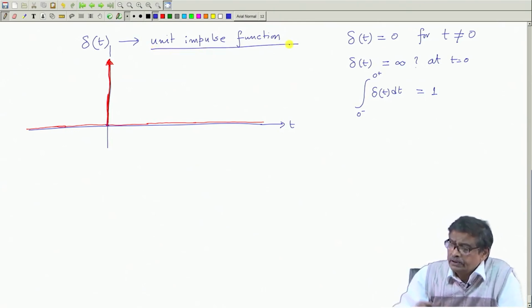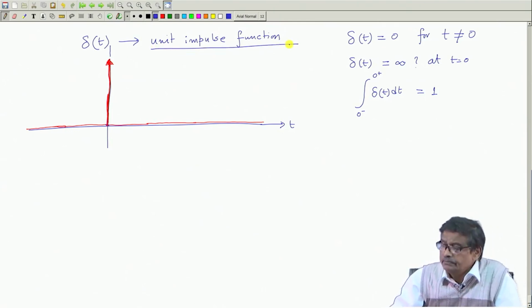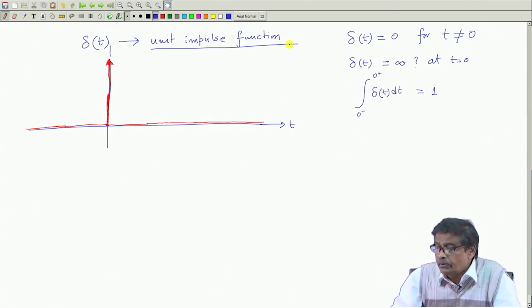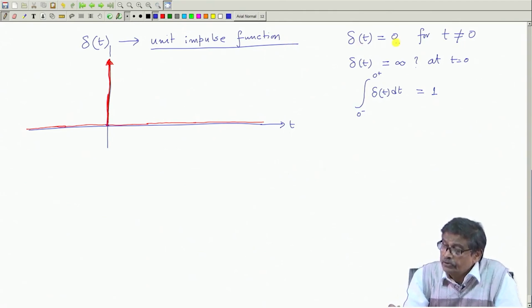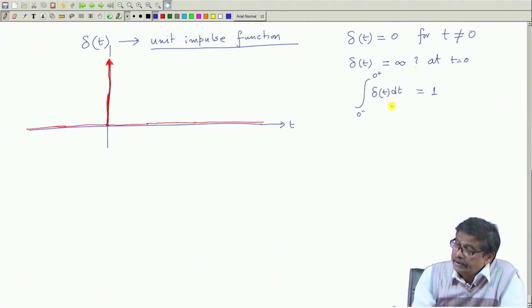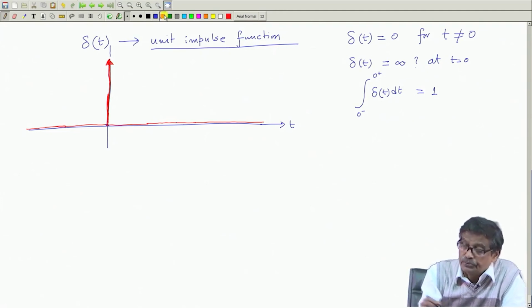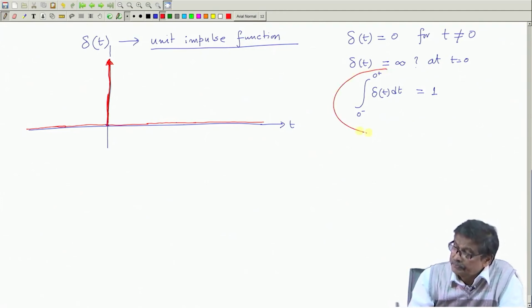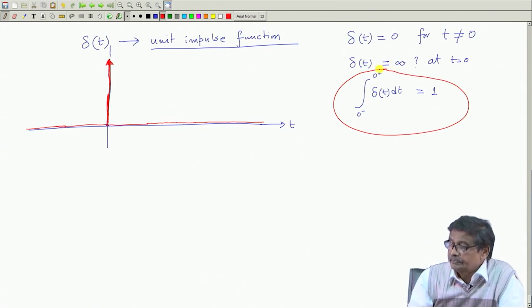Its magnitude at t equal to 0 is very large, but I cannot quantify it, infinitely large, and delta t is equal to 0 for any other value of time. Here it is 0. The red one is the delta t curve, and at t equal to 0 the function is infinitely large, but this is true. This is very important.